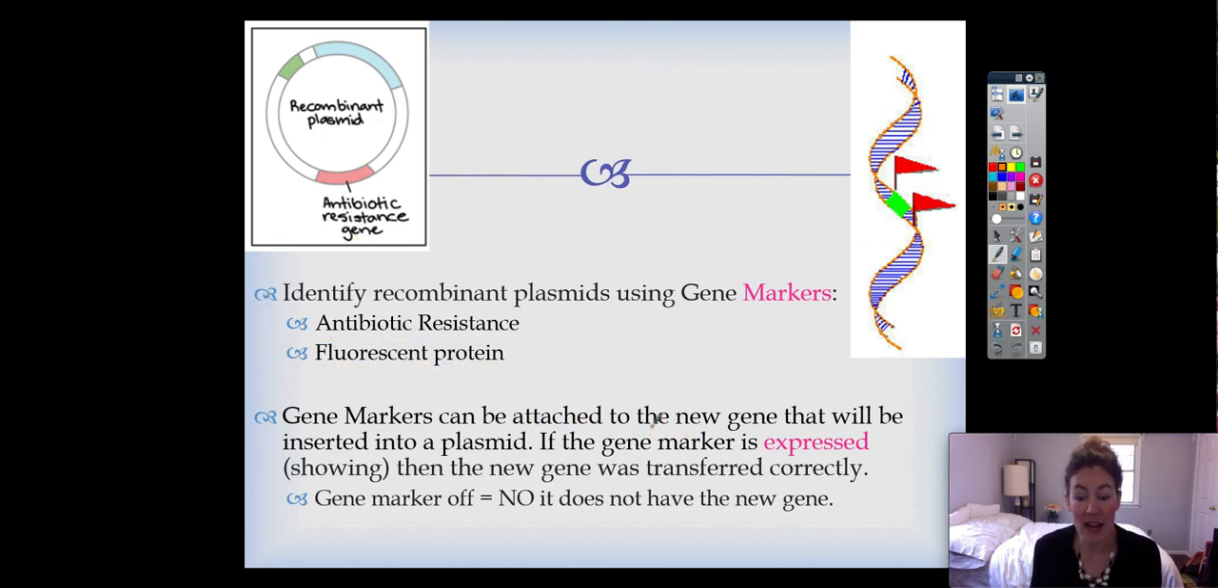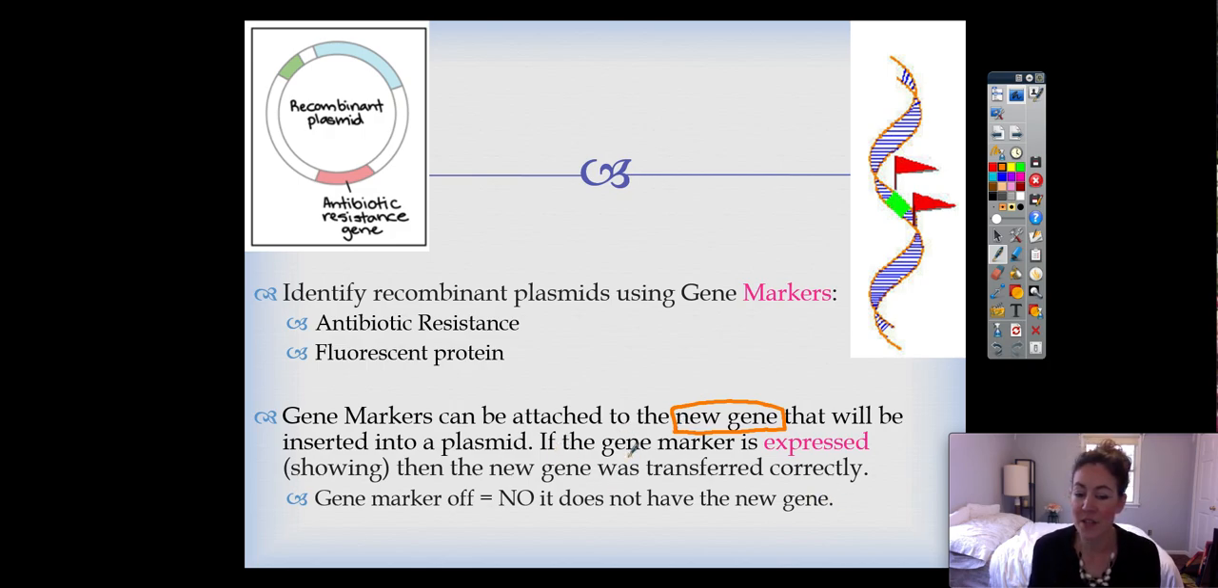These gene markers can actually be attached to whatever new gene you're adding. So when you cut the chunk out of a plasmid and you go to put new DNA in, before you put that new DNA in, you can attach a gene marker to it. Something like a flag or antibiotic resistance that shows you exactly that that cell has the new gene that you wanted.